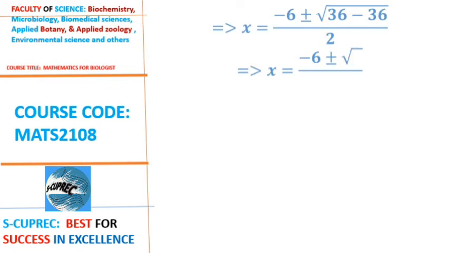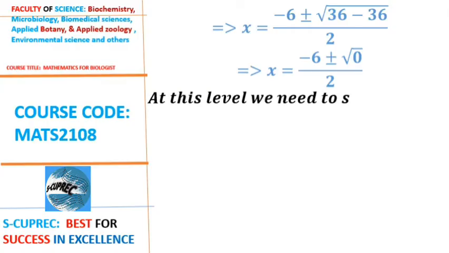What do we have? So we're going to have negative 6 plus or minus the square root of 0, divided by 2. Okay, and the square root of 0 is simply 0. Take note of that. So what do we have? At this level, we have to separate our solutions, because we have a symbol here referred to as plus or minus, so we have to take the plus form and also the minus form.